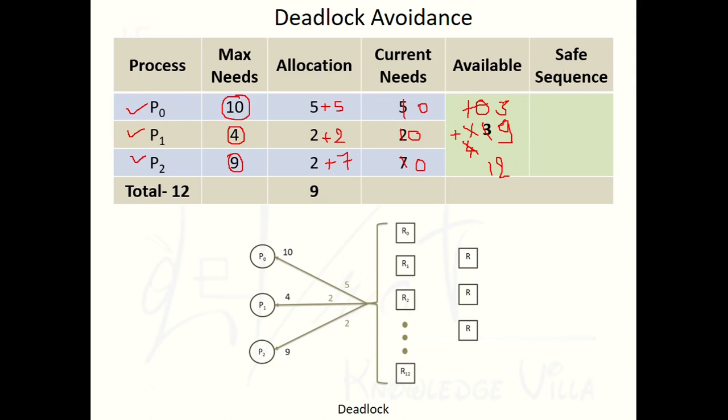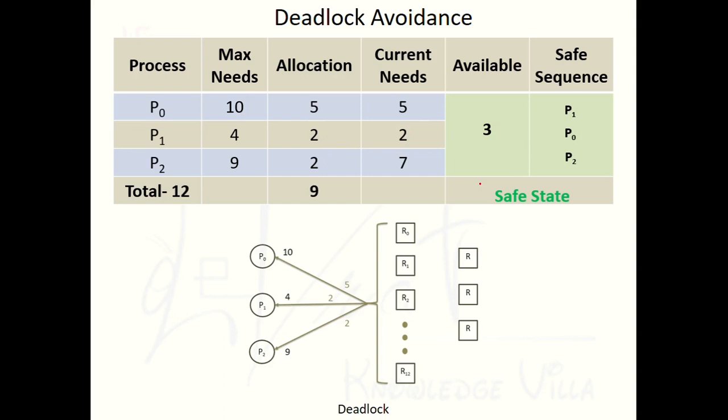So let's see the safe sequence. In which sequence were the processes executed? First process P1 was executed, then process P0 was executed, and then process P2 was executed. So the execution was in the sequence of P1, P0 and P2. So we can say that this sequence is a safe sequence, and due to this safe sequence we can say that this entire state is a safe state. Now let's see with a little bit of changes.